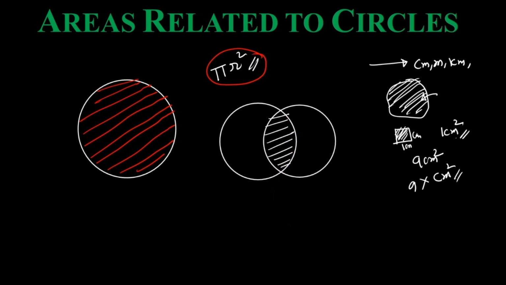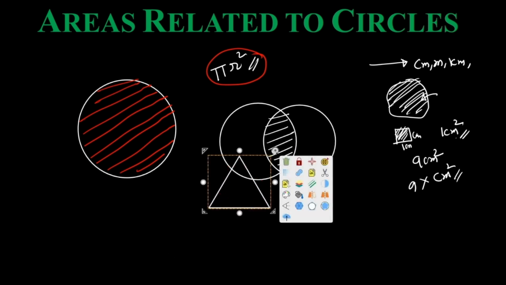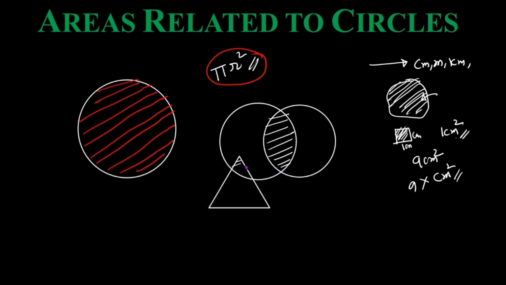For example, instead of a circle, there is a triangle. Then it again forms a common region here. So this is one area, also related to the circle, where the circle is cutting the triangle. Like that, even with a rectangle, square and arbitrary curves and the circle, there are infinite possibilities of areas related to the circle.